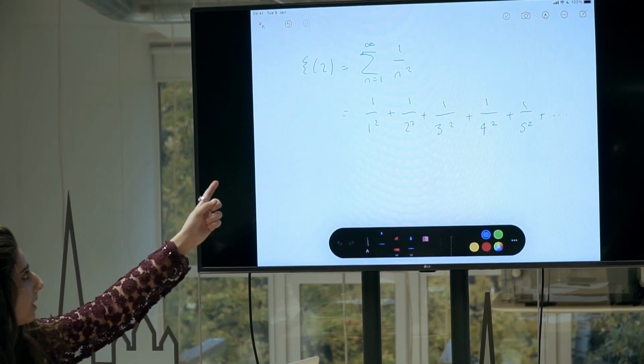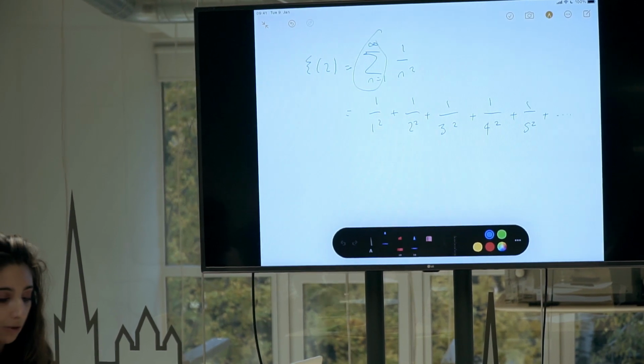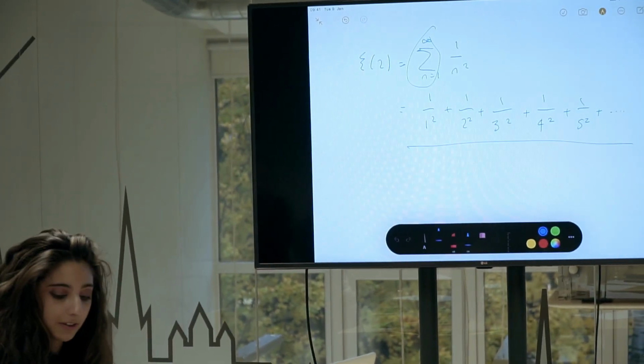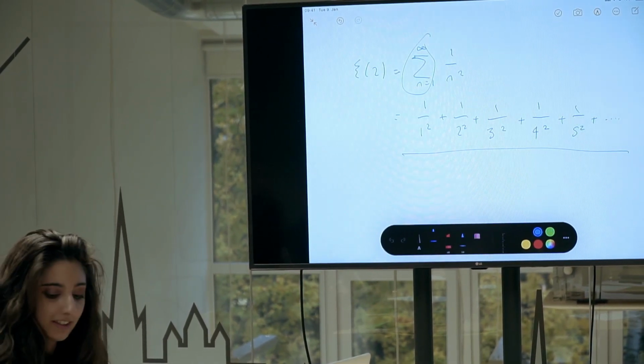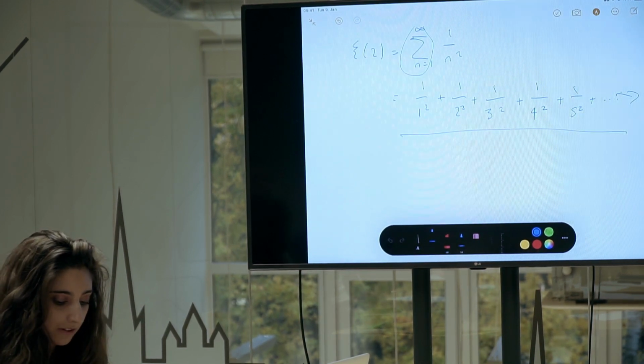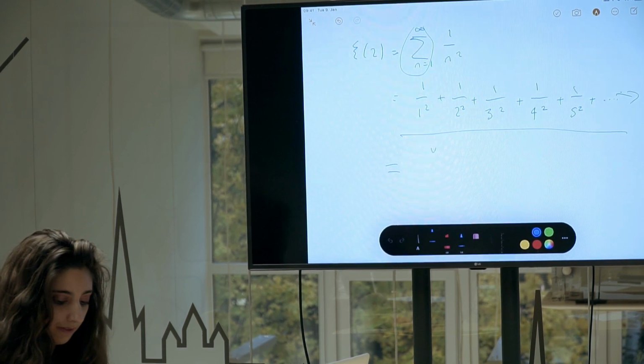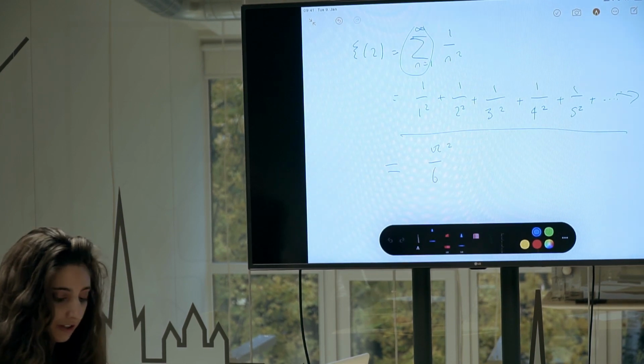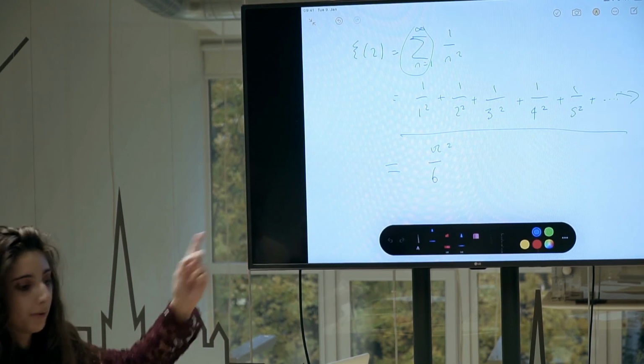So this is just how you expand this thing. This symbol here is just a shorthand notation for this larger thing here, because it's much more concise to write it like this instead of like this, because this one goes on forever. So it goes to infinity, and there's some nice relationship that this is actually equal to pi squared over 6.